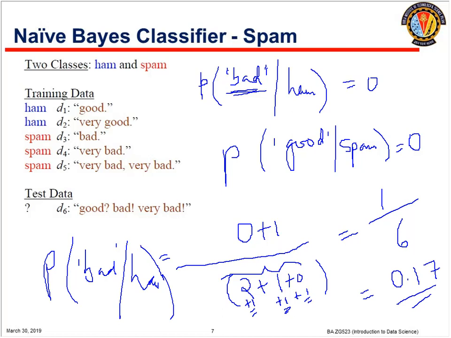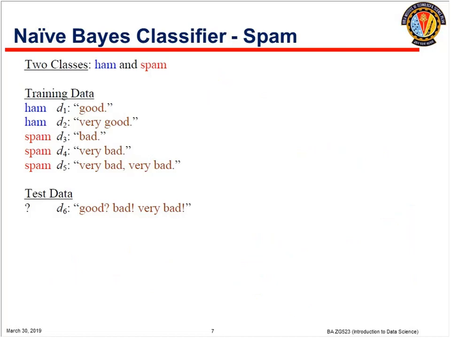smoothing, what will be the probability of the word good given that the document is of class spam? Okay, so just tell me the formula. You don't have to solve it completely. Just give me the formula. So what will be the numerator? Now because good is 0, so numerator will be 1, right?